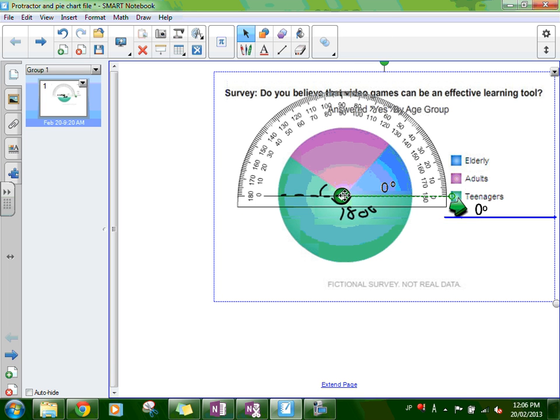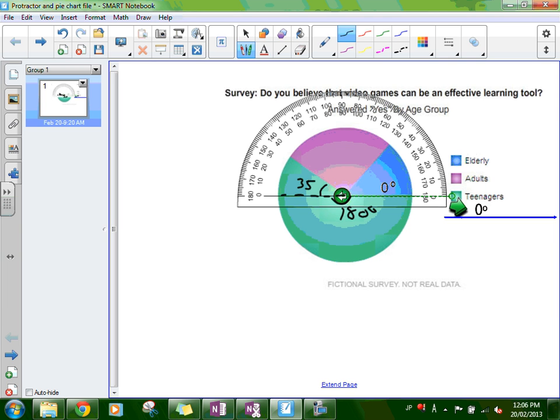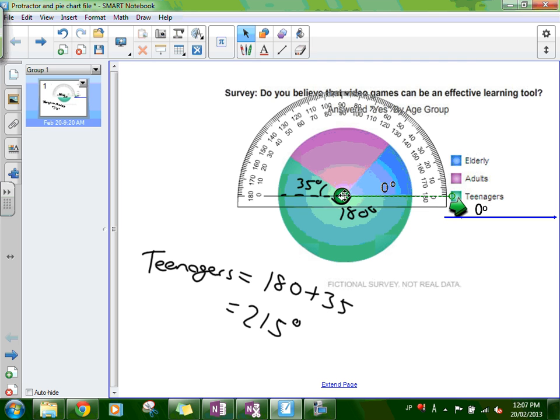Anyway, let's estimate. You start here, I would say about 35 degrees. Agree or disagree? This is 35 degrees. Okay, so the total for teenagers equals 180 plus 35, which equals 215 degrees. Alright, so we know that it's 215 degrees out of 360, so we now need to find 215 as a percentage of 360.